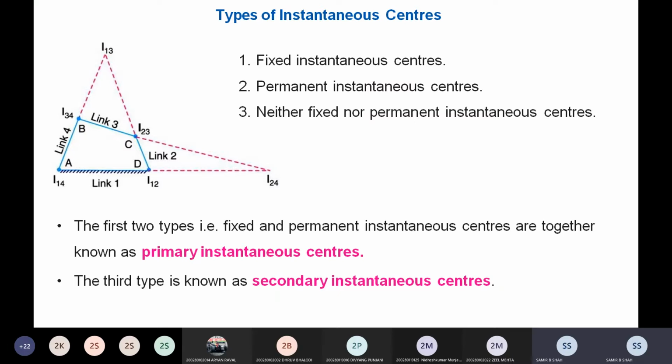Okay. There are 3 types of I center, that is fixed I center, permanent I center, and neither fixed nor permanent I center. Now we discuss with this basic diagram. We know very well that A, B, C, D is there. This is considered as a fixed link, that is AD is the fixed link. Link 1, link 2, link 3, and this is link 4. If we consider link 1 and link 2, only these 2 links, wherever the I center may intersect. This is the intersection of link 1 and link 4, so it is considered as I14. This is link 1 and 2, so it may be considered I12.